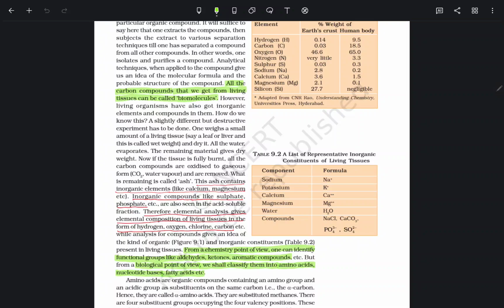Take a small amount of living tissue and dry it; all the water evaporates, and the remaining material gives the dry weight. Now if the tissue is fully burnt, all the carbon compounds are oxidized to gaseous form (CO2 and water vapor) and removed. What is remaining is called ash. This ash contains inorganic elements like calcium and magnesium. Inorganic compounds like sulfate and phosphate are also seen in the acid soluble fraction. Therefore, elemental analysis gave the elemental composition of living tissue in the form of hydrogen, oxygen, chlorine, carbon.